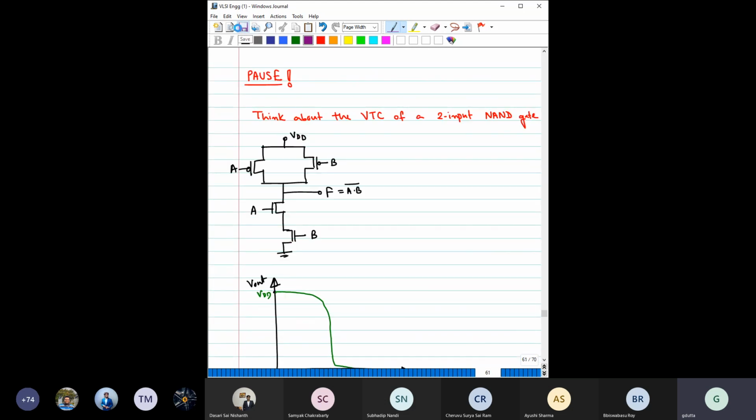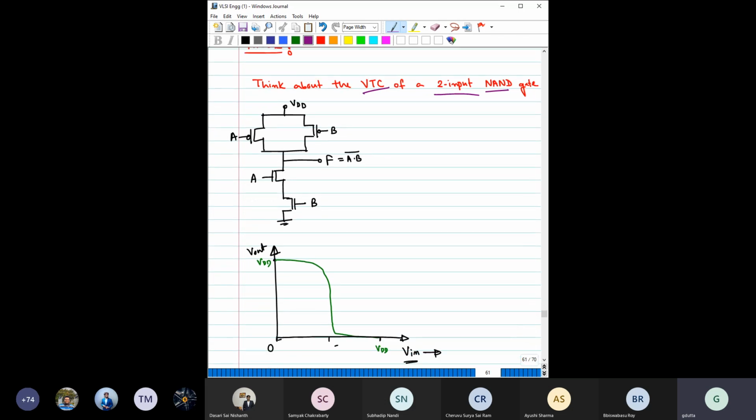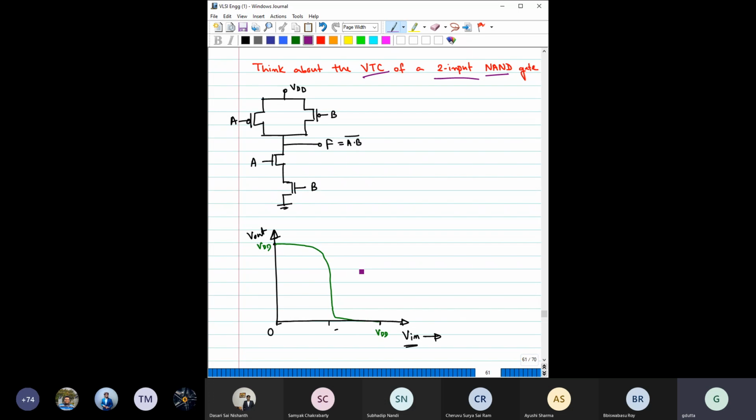Yeah, now let us pause for a moment and think a little bit about what would be the voltage transfer characteristics of this two input NAND gate, right? So far we have discussed voltage transfer characteristics many times for different inverters, including the CMOS inverter, right? But here we have two inputs, A and B, right? Then what do you think? What will be the voltage transfer characteristics? Means you have to plot V out versus V in, right? So how does that look?